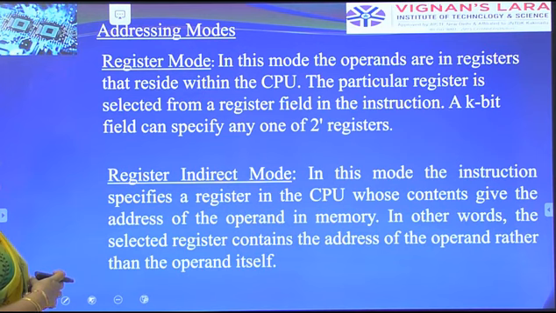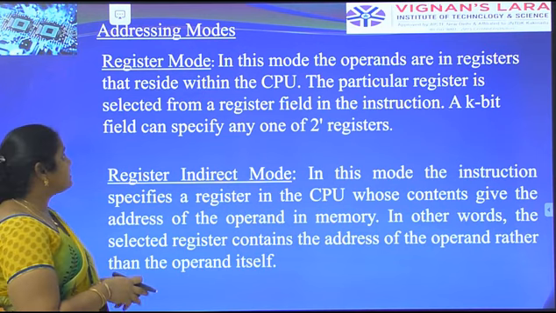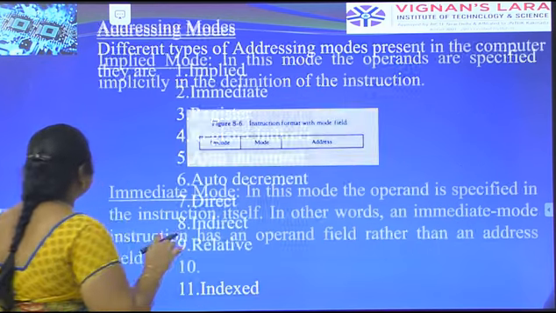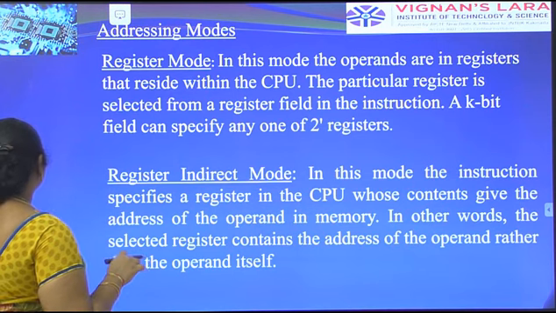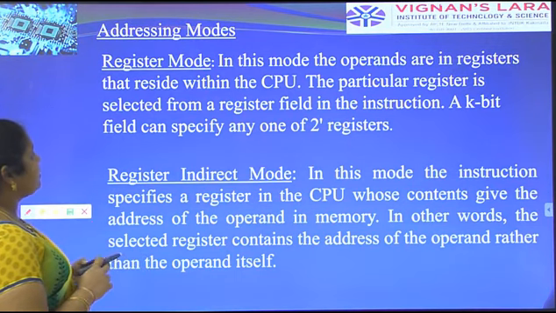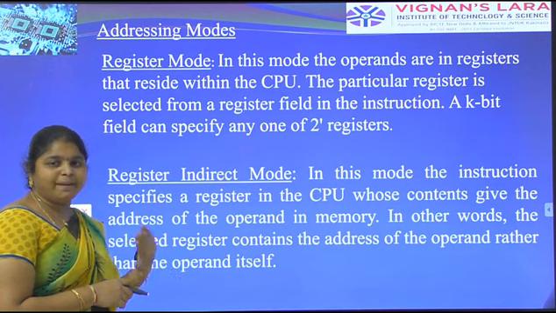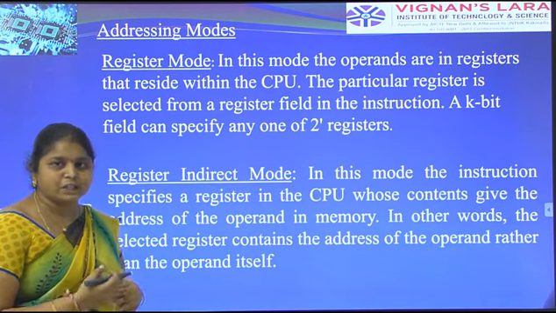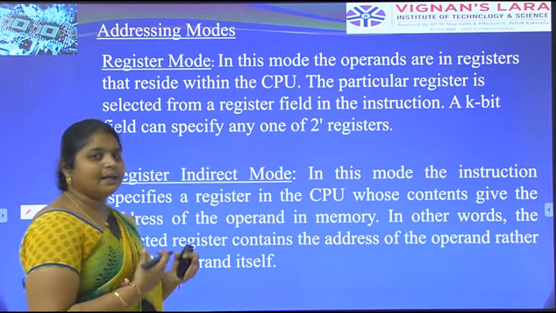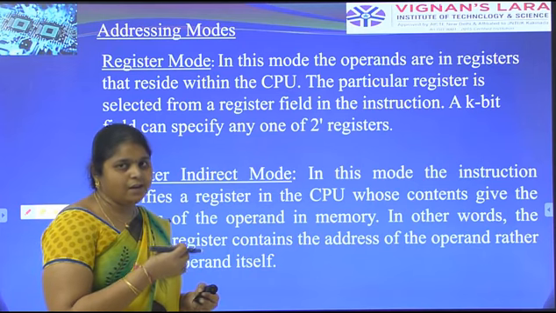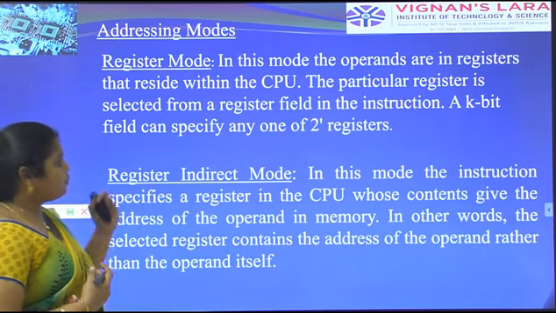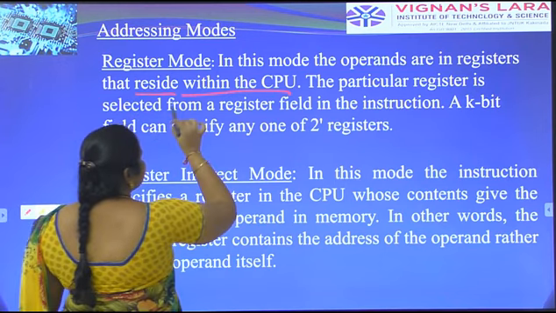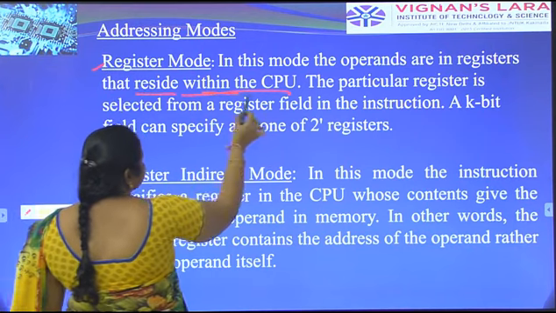Next, the third one is register mode. In this mode, the operands are in a register that resides within the CPU. In implicit mode, the operand resides in the instruction itself only. In immediate addressing mode, it is specified in the instruction itself. In register mode, it specifies the register where the data resides, meaning it is contained within the CPU.